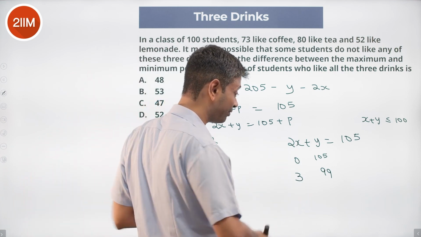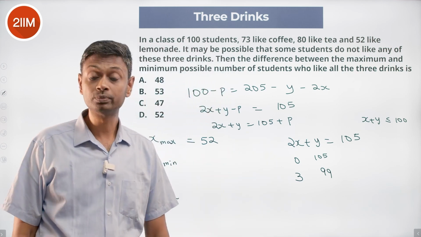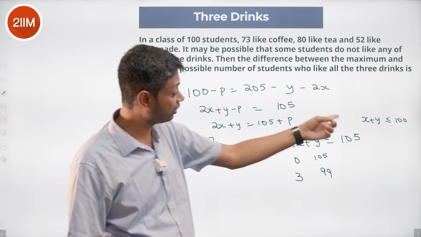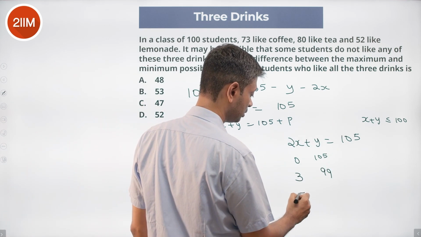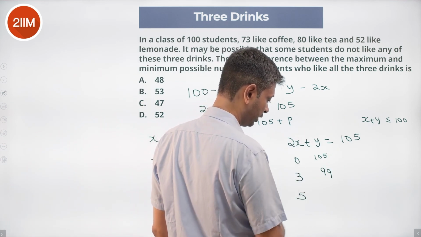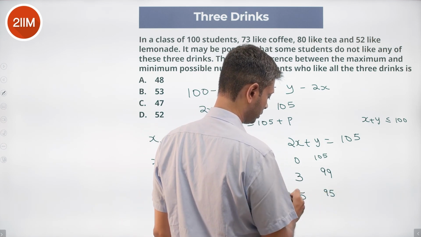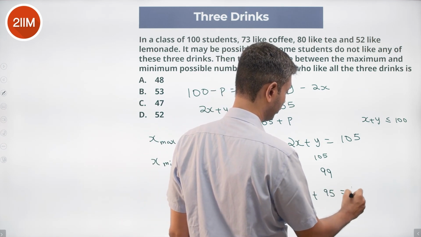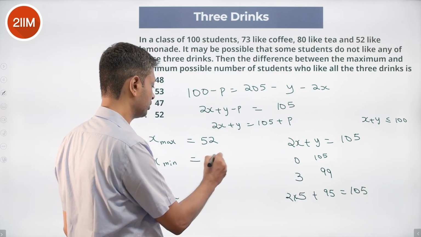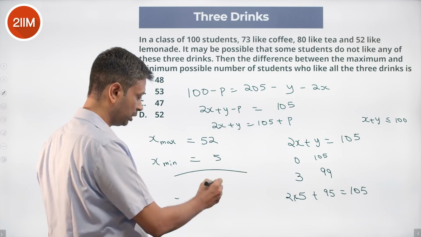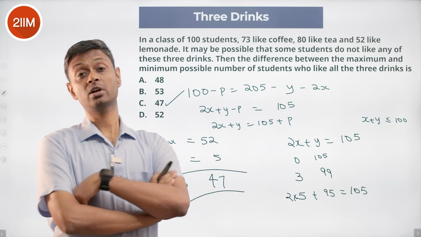If we keep that also in mind, if I keep x as 3, it doesn't work. For every 1 unit I increase x, I can decrease y by 2. So I take x up by 5. X goes to 5, 2 into 5 is 10. Y goes to 95. 2 into 5 plus 95 is 105. X plus y is 100. That can work. So x minimum is fine. Maximum is 52, minimum is 5. Difference is 47.